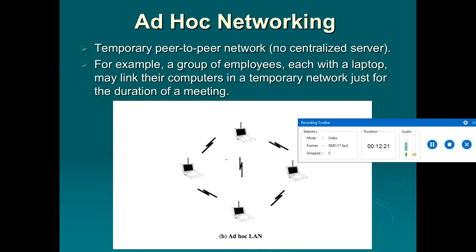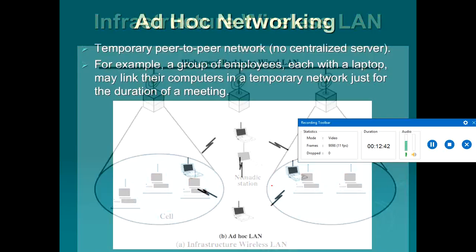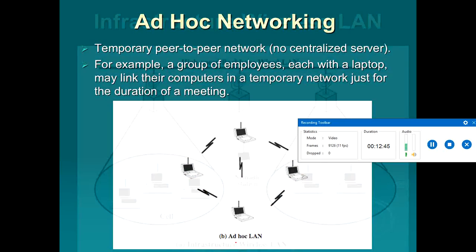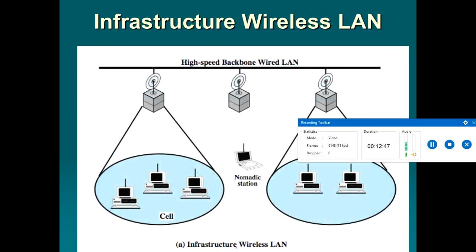Okay, so let's go to the next slide where I will discuss the difference between the ad hoc network and the wireless LAN. Ad hoc network is a type of wireless LAN, but it is a LAN without any backbone, without any centralized server access. Alright, so considering both these figures, this ad hoc LAN and this infrastructure wireless figure, what is the difference between wireless LAN and ad hoc network?